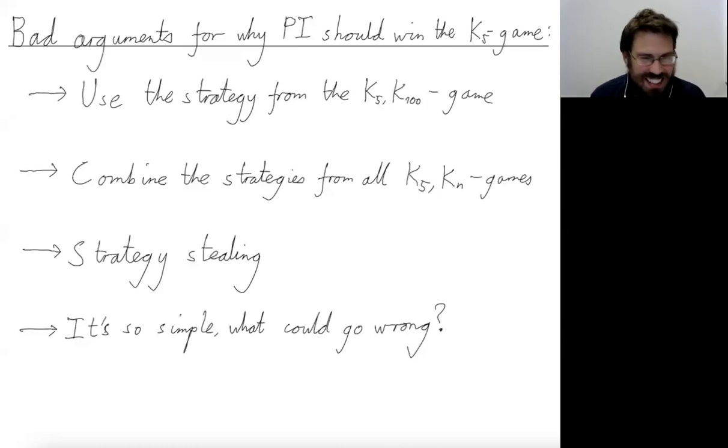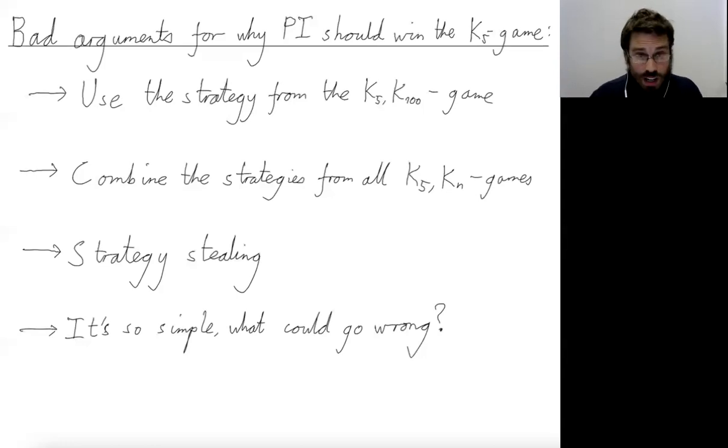And this idea does get you somewhere if you look into it. If you look into what you can build if you have these strategies, you find that the following is true. Suppose that you have some absolute bound, let's say 1,000, such that in each of the K5, Kn games, the first player has a winning strategy which definitely wins within the first 1,000 moves.